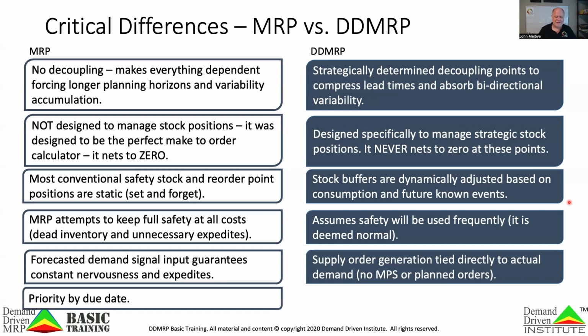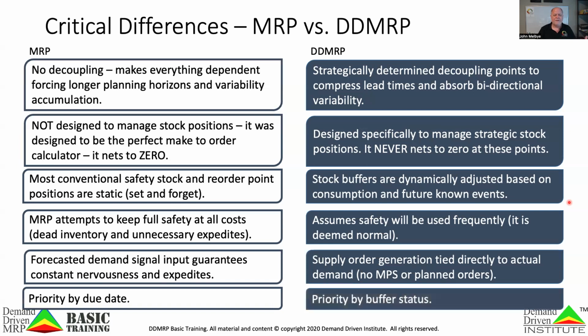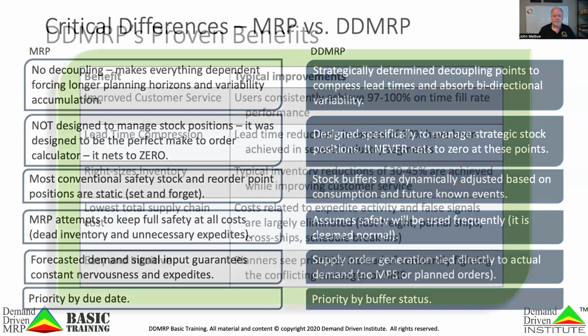MRP has priority by due date, which over longer periods of time will become less and less likely. DDMRP has priority by buffer status and allows us to adapt and adjust and be agile like we're trying to do, like it's actually required for us to do.